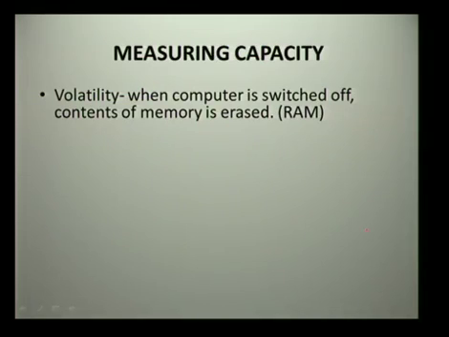Now let's look at the volatility of RAM. What do we mean when we say RAM is volatile? What we mean is that when your computer is switched off, the contents of the memory are erased. So RAM will only function when your computer is switched on. Even though it is part of storage, it only functions when your computer is switched on.